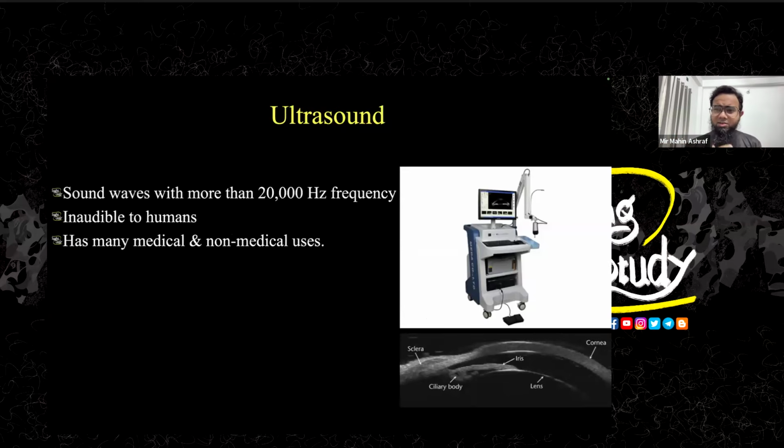Okay, so now come to the ultrasound. Not all the sound waves are ultrasounds. There are some infrasound, there are some ultrasounds. So the frequencies below 20 hertz are called the infrasound, and the frequencies above 20,000 hertz are called the ultrasound.